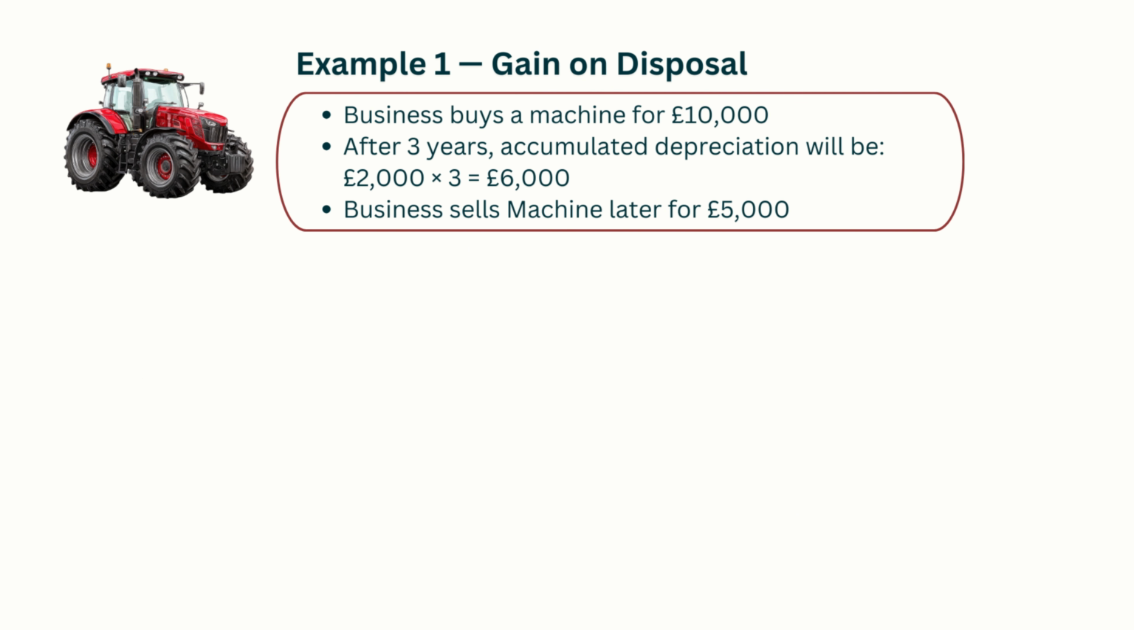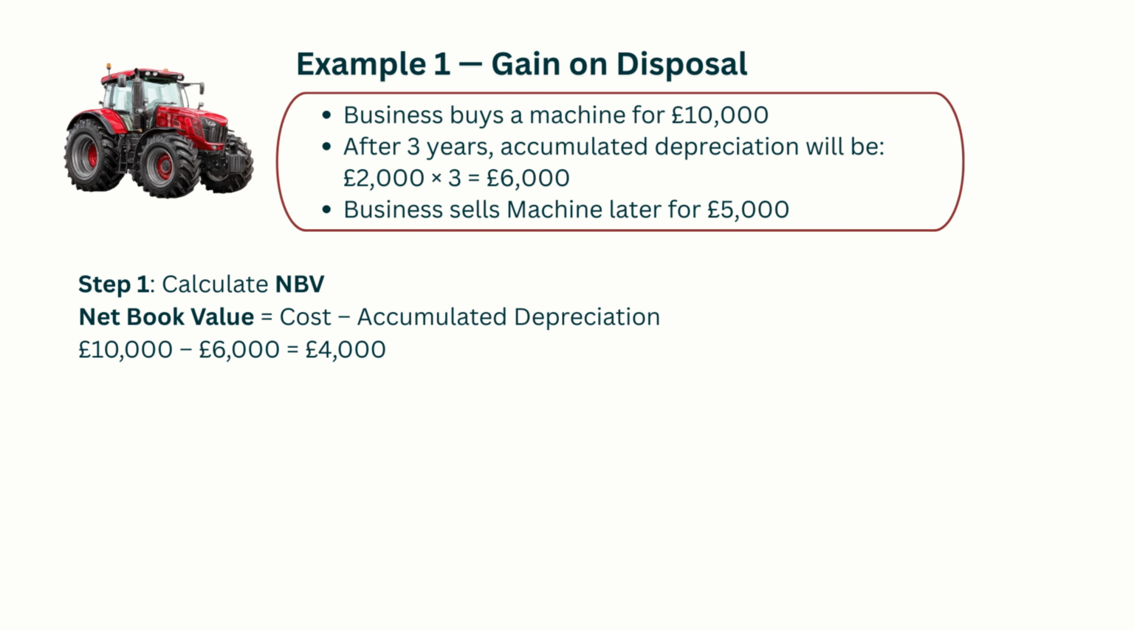So we have 4 key numbers: cost, annual depreciation, accumulated depreciation after 3 years, and sale proceeds. Now, the question is, did we make a gain or a loss? To answer that, we must calculate the net book value first. Let's calculate net book value and then compare it to the selling price. Net book value is the value of the asset in the accounts at the date of disposal. The formula is net book value equals asset cost minus accumulated depreciation. So net book value is $4,000. At the point we sell it, the asset is worth $4,000 in our books.